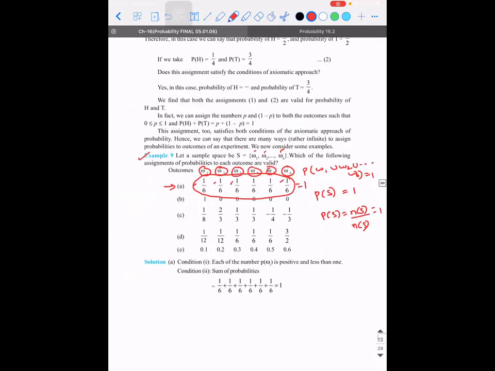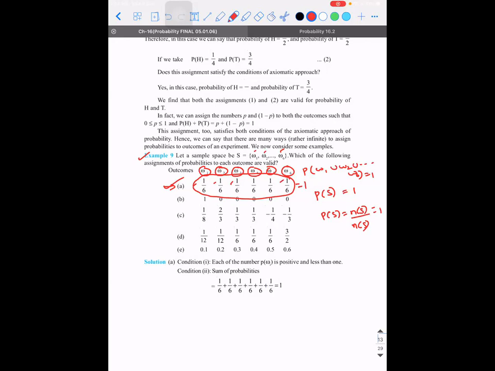Is each probability less than 1? 1 by 6, each is less than 1. Then what is the sum of all the probabilities? 6 by 6, which is equal to 1, sir. So 1 by 6, it's a valid one. Now what about the second one? The second is a separate case.